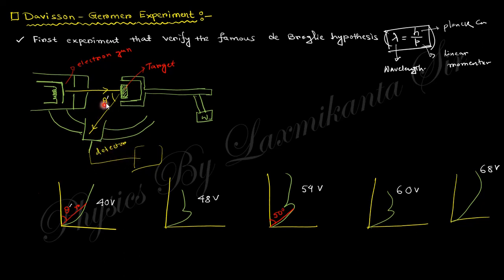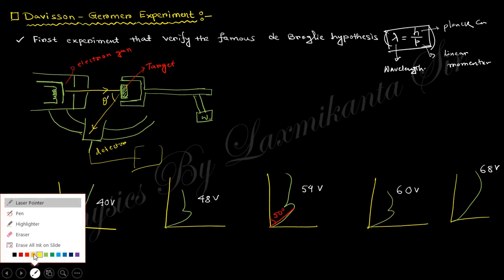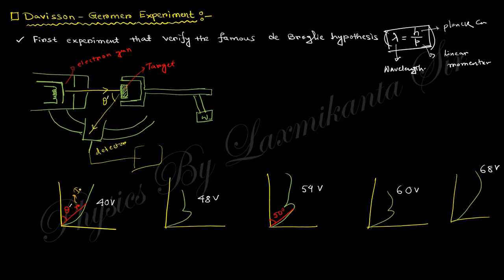If you plot this intensity versus theta on a polar graph, these all are polar graphs, that is r versus theta. Here r is the intensity and theta is the angle, or you can say theta prime here, no problem.